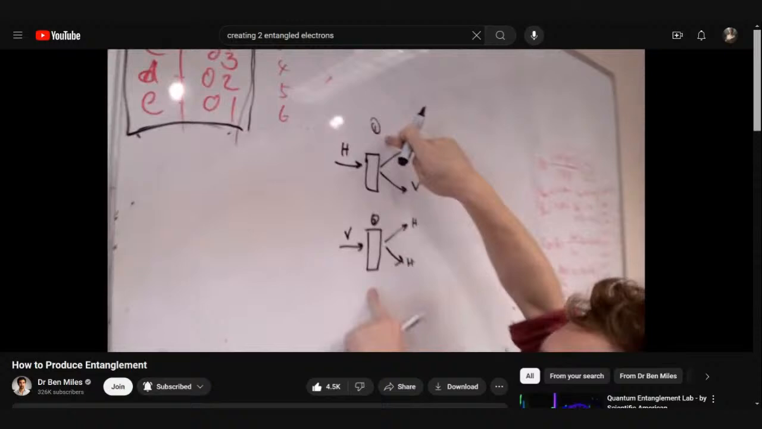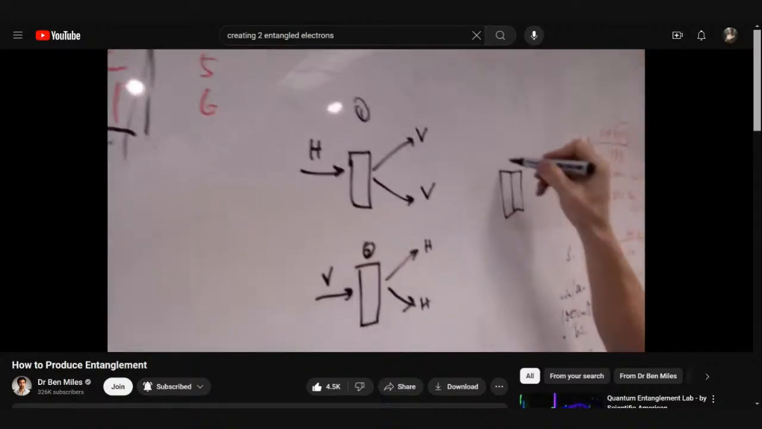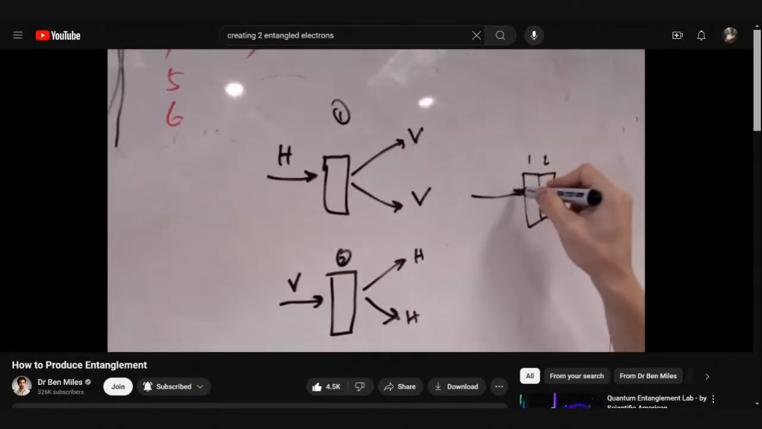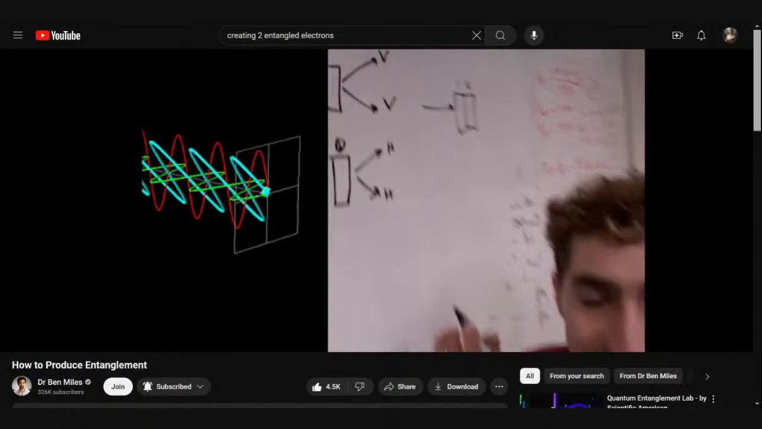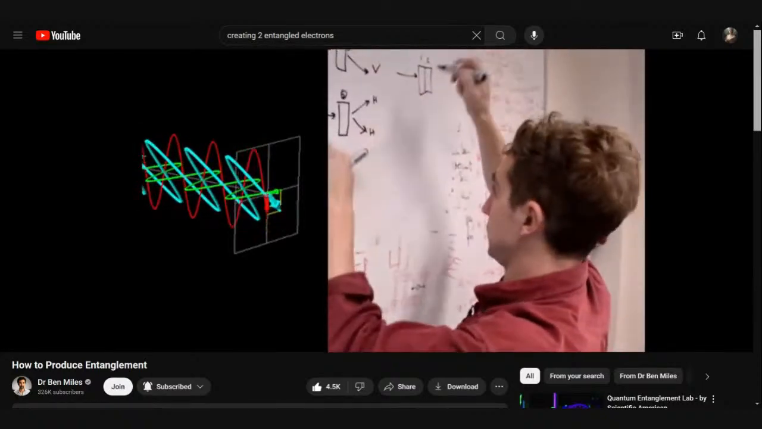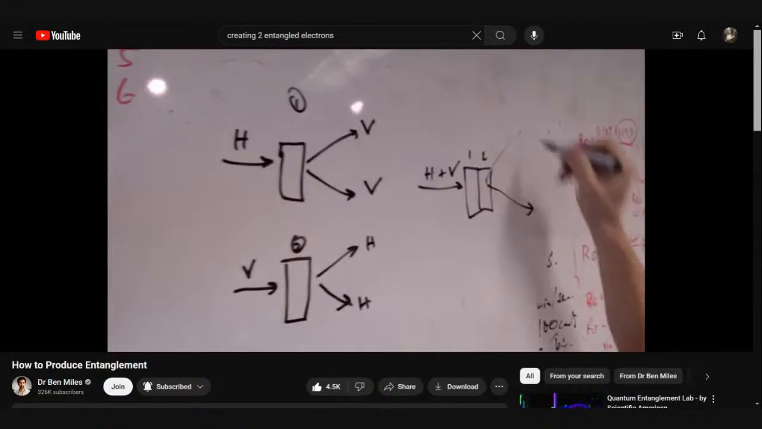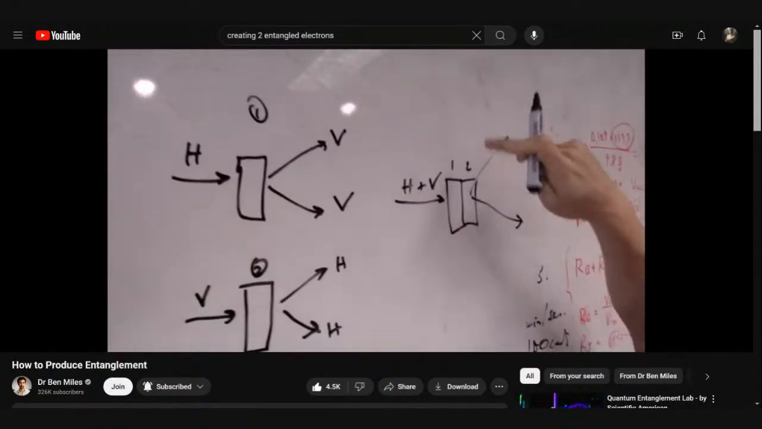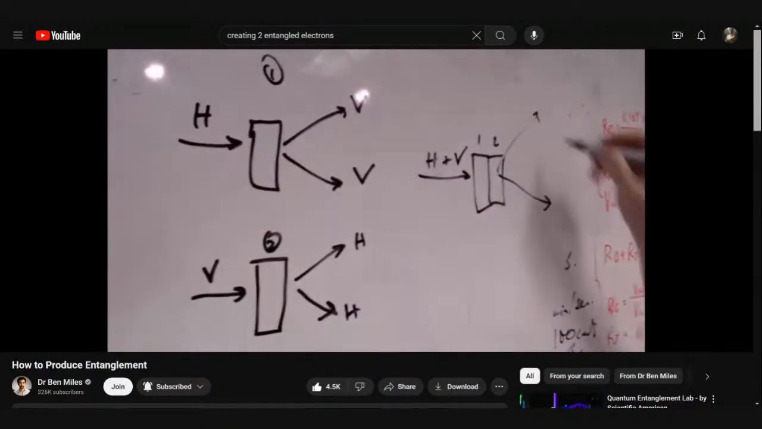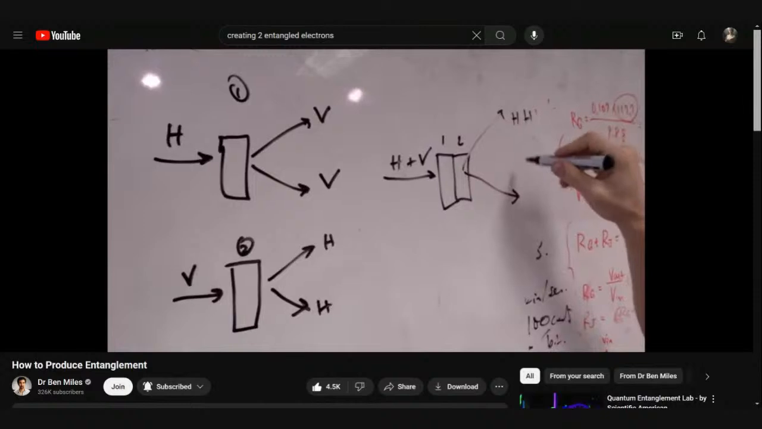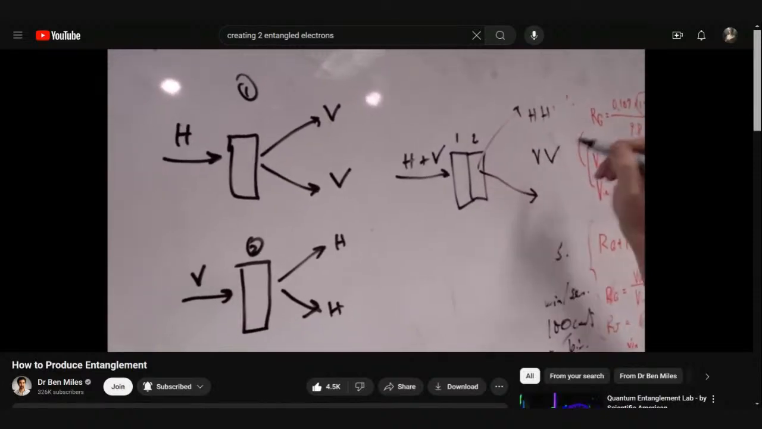You get one of these and one of these, put them up next to each other, okay? Crystal 1, crystal 2, and you input what we call diagonal light. Diagonal is a mixture of horizontal and vertical. And if photons come out, you don't know whether they were created in the first crystal or the second crystal. Okay? So you've got to say it's either horizontal or vertical. And that is an entangled state.